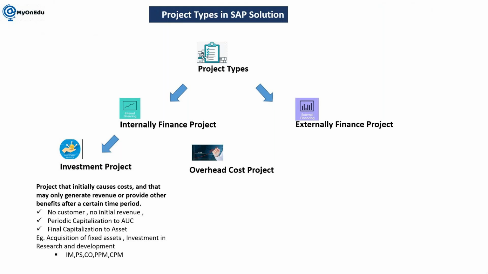When we implement this type of project, from a project management perspective, IM (investment management), PS (project system), CO (controlling), PPM and CPM are the modules which will help us to manage our project. Now next comes the overhead cost project. Overhead cost project, or only cost project, sometimes we call it an expense project also.